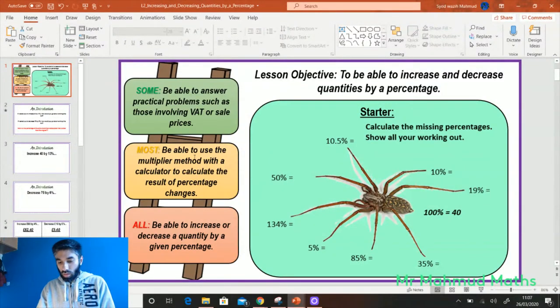Okay, and today's lesson is going to be on percentage increase and decrease and reverse percentage. So that will be the last lesson of percentage.